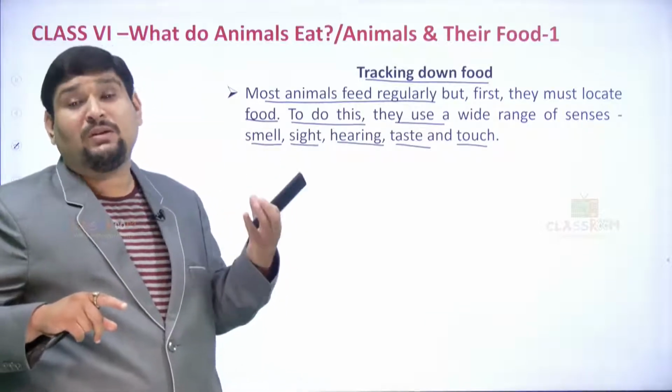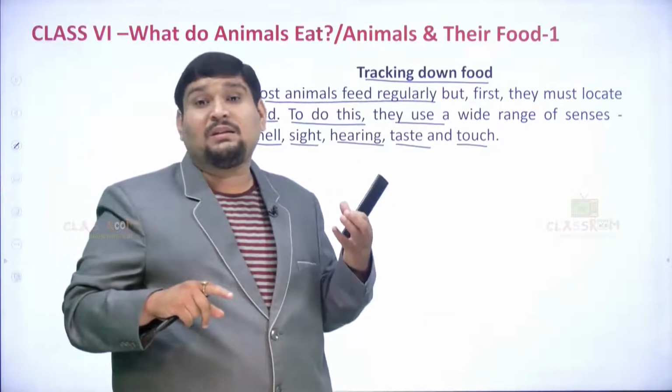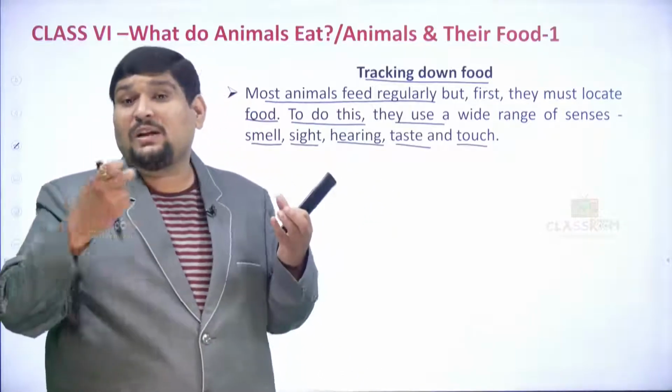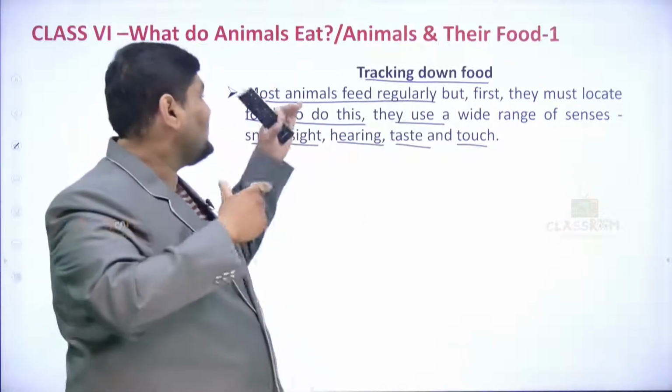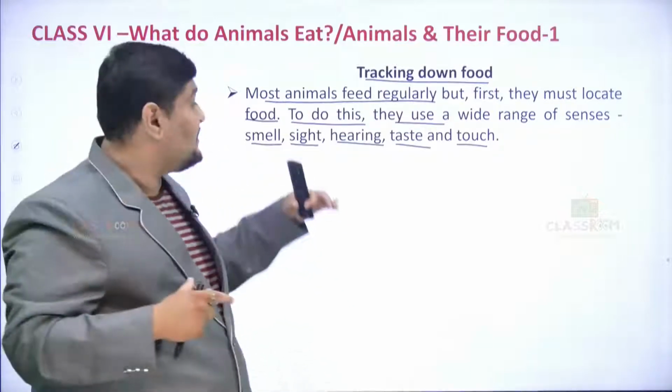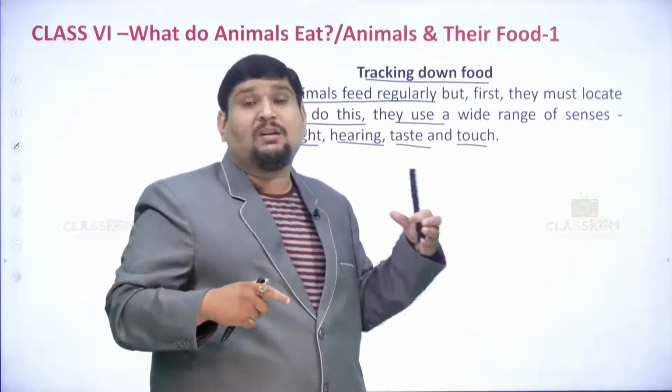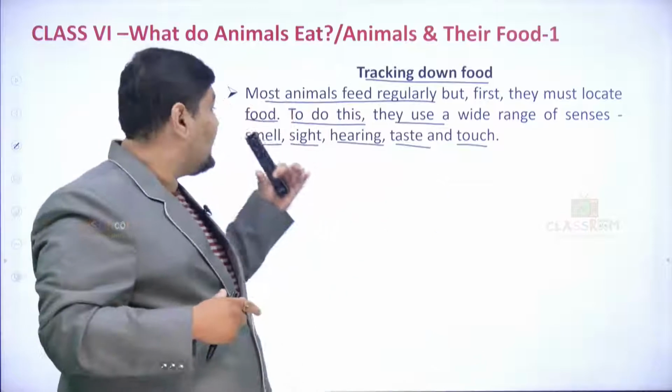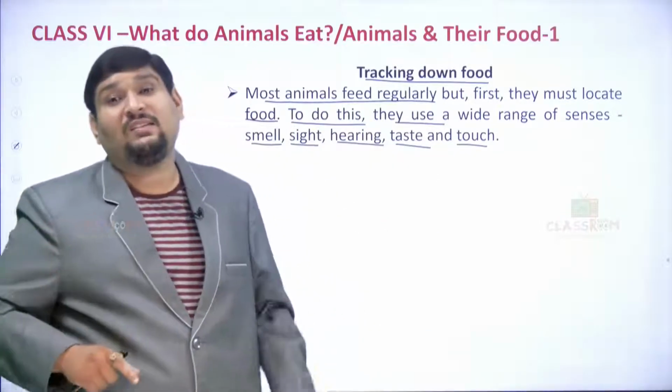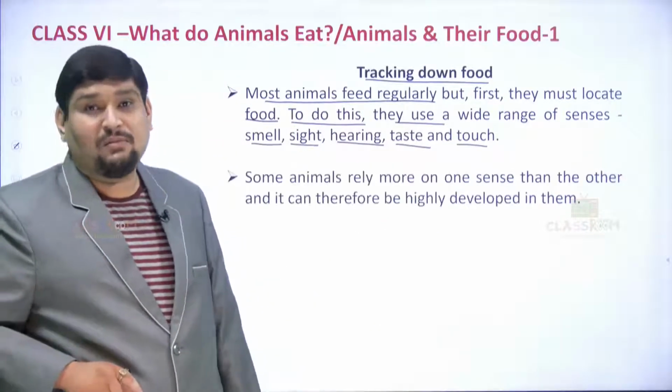As you know, dogs are very much fond of finding food by smelling it. When they smell it, they start eating it. In the same way, some animals use touch, some taste, and some hearing. So there are different ways of tracking food.